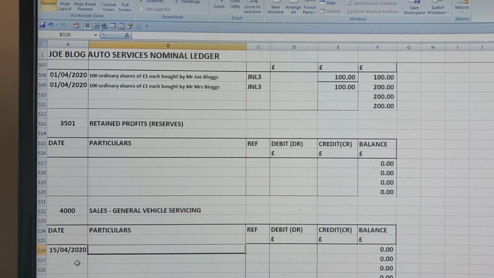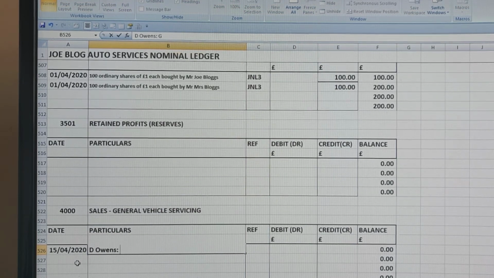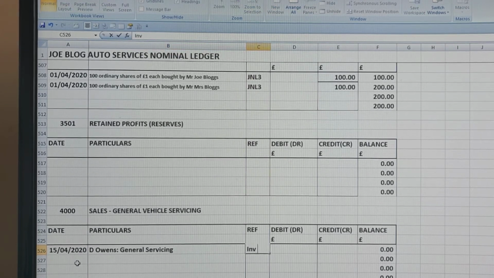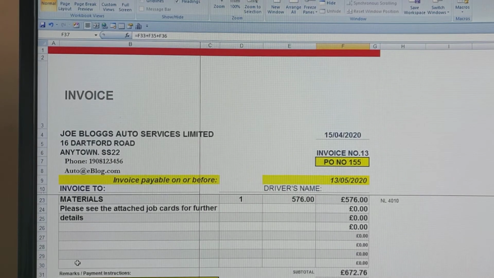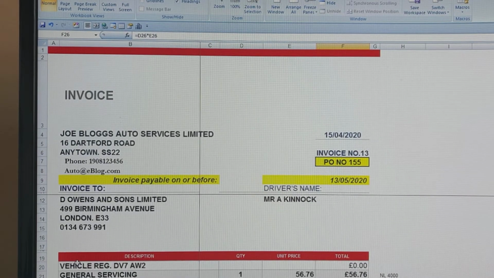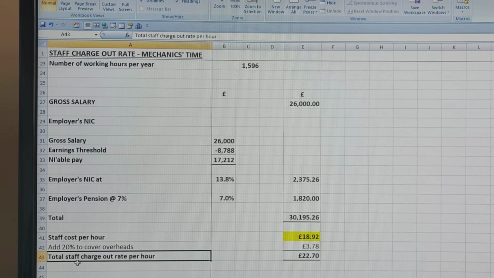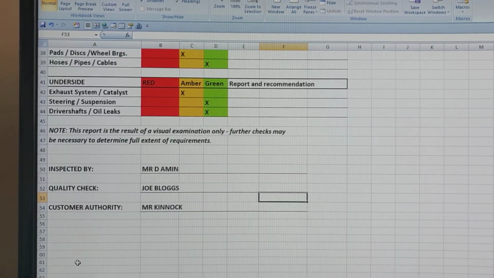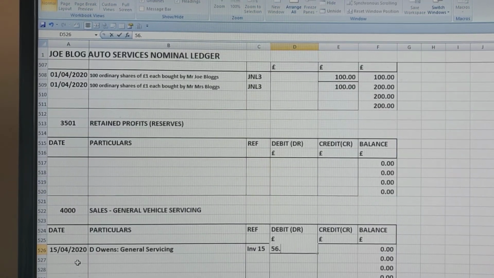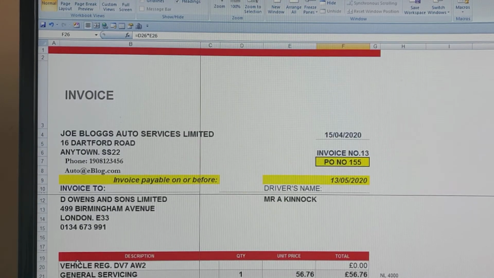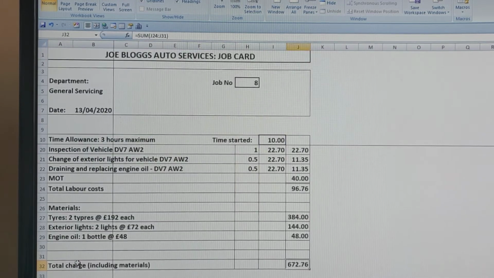DON, general servicing, invoice 15, whatever. Then we look at the amount here. What is the amount? £56.76. Okay, now the next item is MOT, 4030 in the nominal ledger.